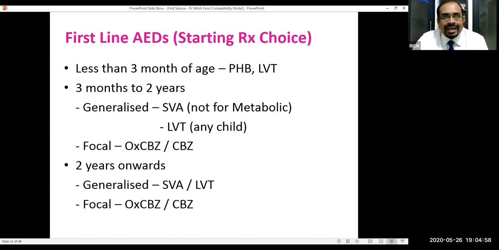So this is a basic layout. It doesn't include everything, but as a primary first-line drug, it covers the things. And for most of us, it will be helpful.